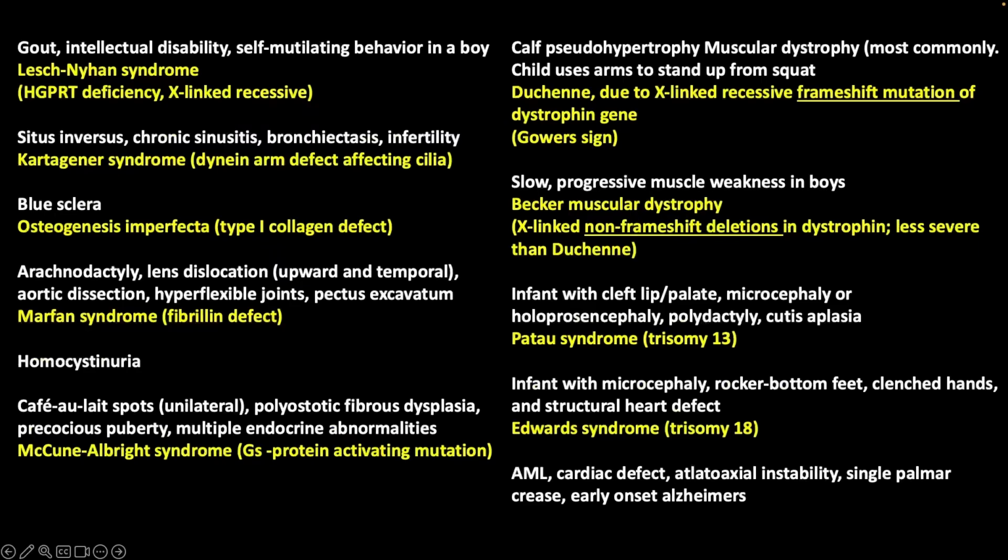Now you see AML, cardiac defects, atlantoaxial instability, single palmar crease, and early onset Alzheimer's. These are all associated with Down syndrome, also known as trisomy 21.